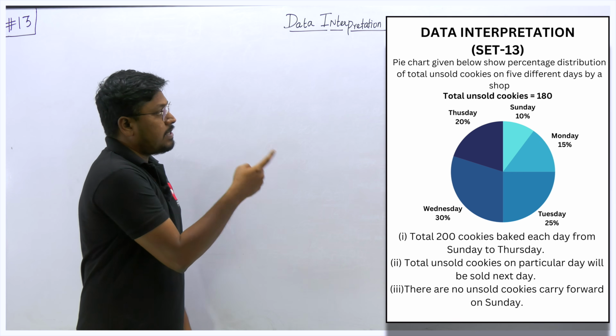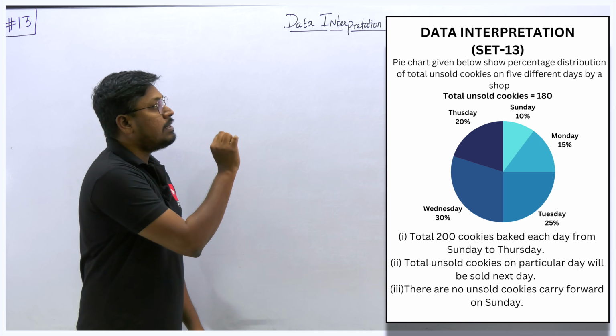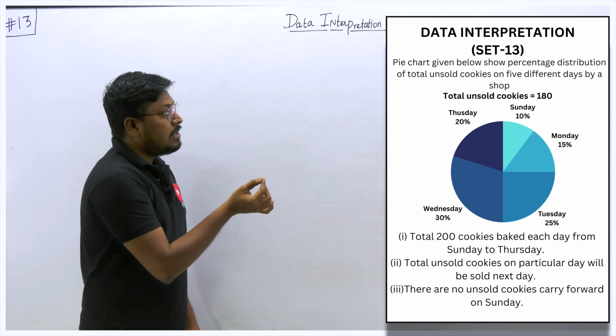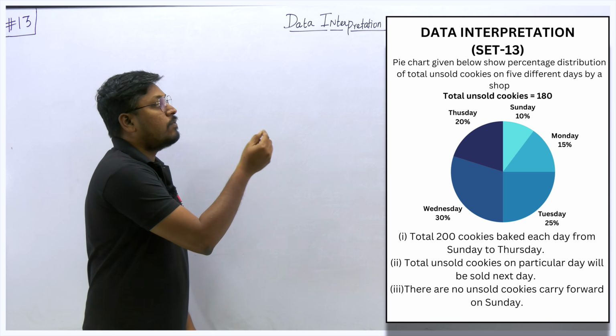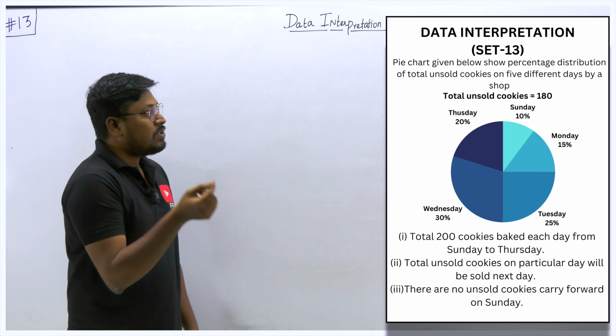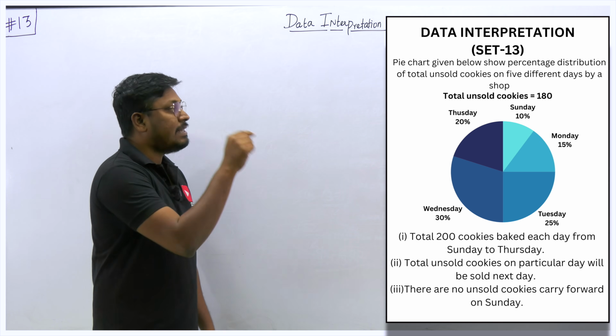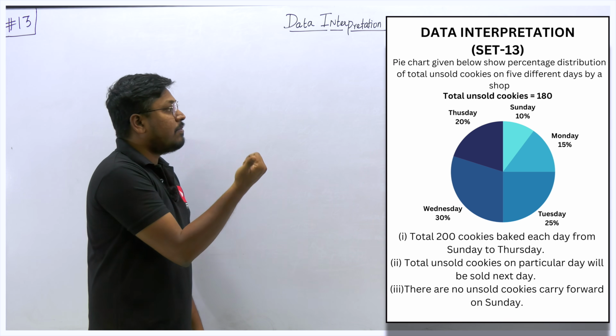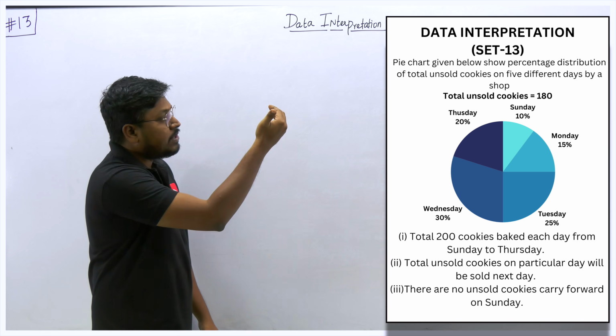First, they have given a pie chart. Before the pie chart, they have given data on unsold cookies. Total unsold cookies will be 180. On Sunday, 10% of cookies were unsold. Monday, 15% unsold. Tuesday, 25%, Wednesday, 30%, and Thursday 20%. Friday and Saturday were not there, only Sunday to Thursday.